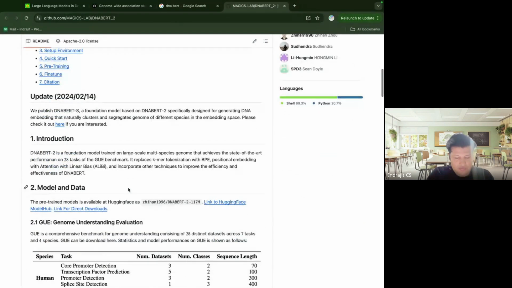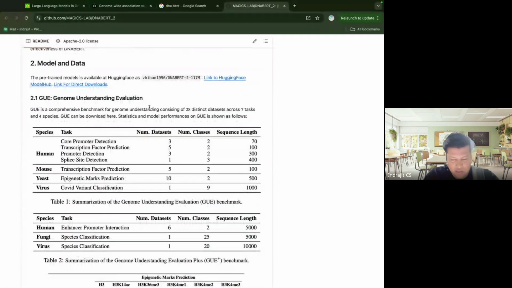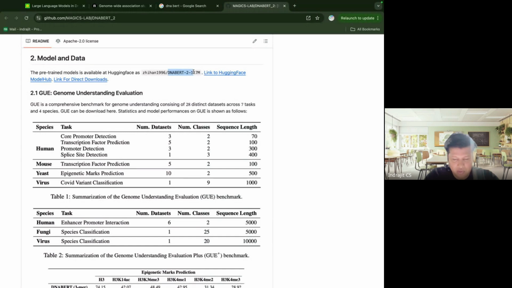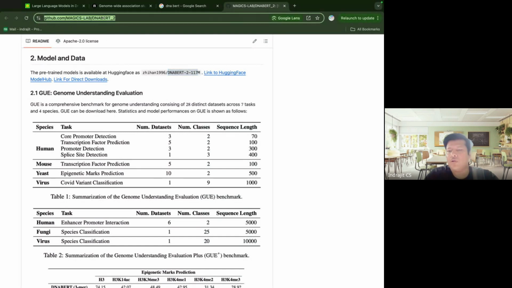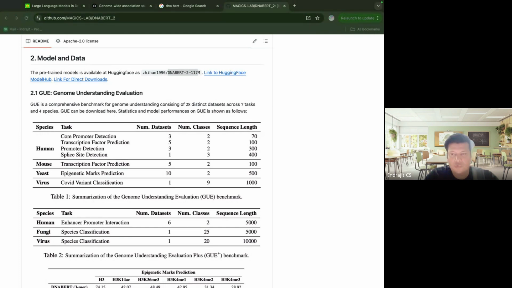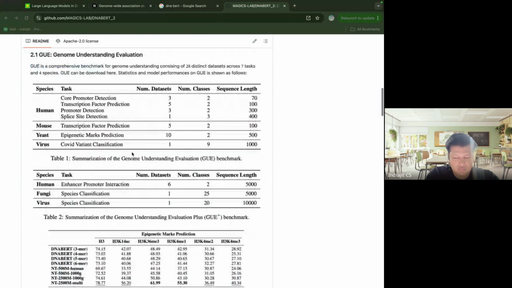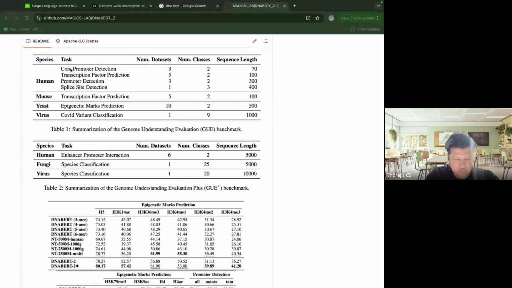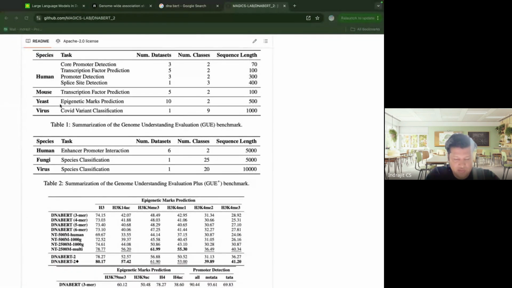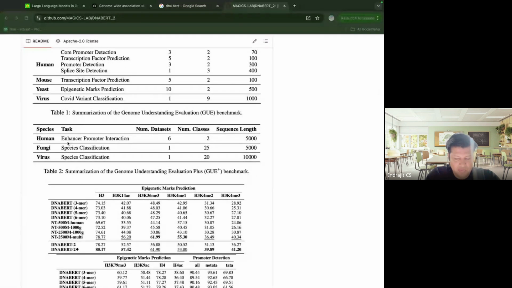If you want to explore this, there are some datasets. The Hugging Face Model Hub has a direct download link for this model, DNA-BERT 2, which is an 11 million parameter model. Let me share the link here in the chat. It covers tasks like core promoter detection, transcription factor prediction, promoter detection, or splice site detection, some of which we have seen. They tried it on different species, as you can see here, and there is a summary of the genome understanding evaluation benchmark.